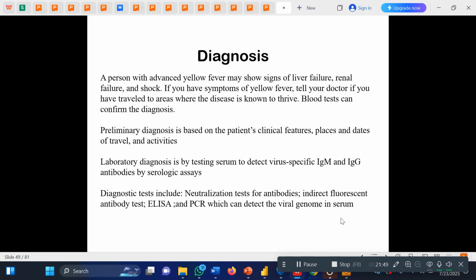Laboratory diagnosis is by testing serum to detect the virus, immunoglobulin M, and immunoglobulin G antibodies. Tests can also include neutralization tests for antibodies, indirect fluorescent antibody tests, ELISA, and PCR.